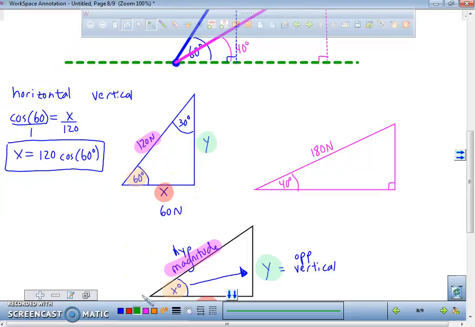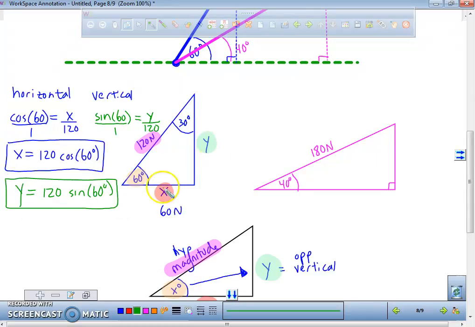Our vertical component, everybody, is not going to be the cosine of 60. It's going to be what? The sine of 60 equals y over 120. So when you cross multiply and solve there, y will equal 120 times the sine of 60 degrees. And if you type that into the calculator, it's not going to spit out 60 radical 3 if you're going to use the properties of 30, 60, 90.